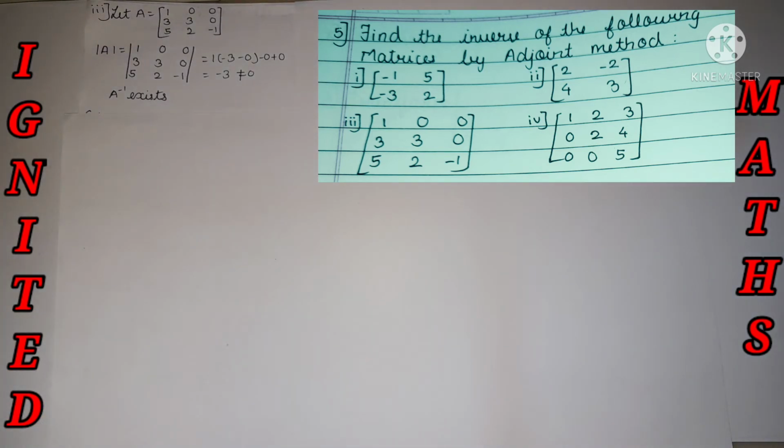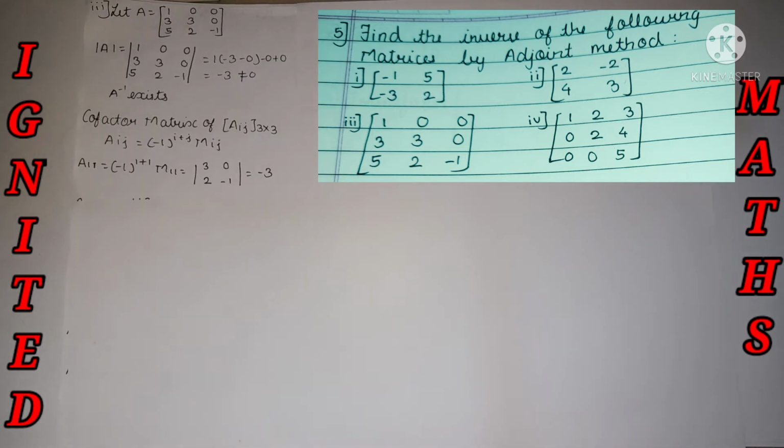So the first thing is we need to find the adjoint. For that we need to find the cofactor. For the cofactor we need to find the minor. Let's get started. I'll explain a step-by-step procedure over here. Just note it.